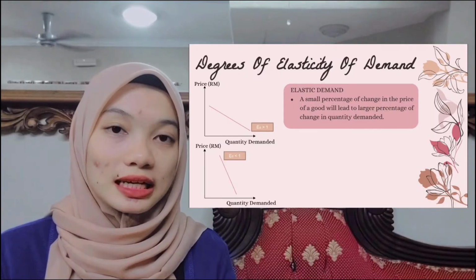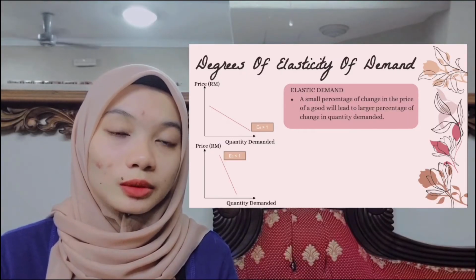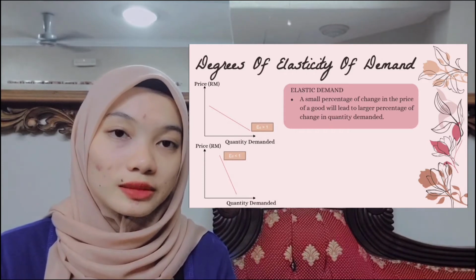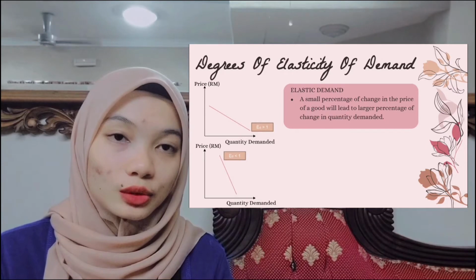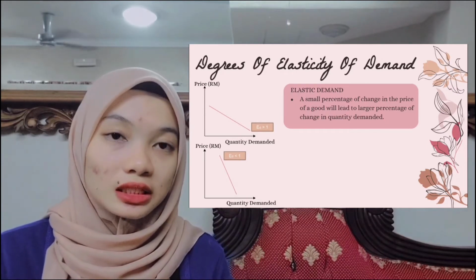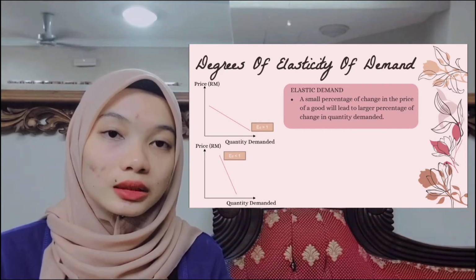So the first one is elastic demand. ED will be more than 1. So it means that a small percentage of change in price of a good will lead to a larger percentage of change in the quantity demanded.